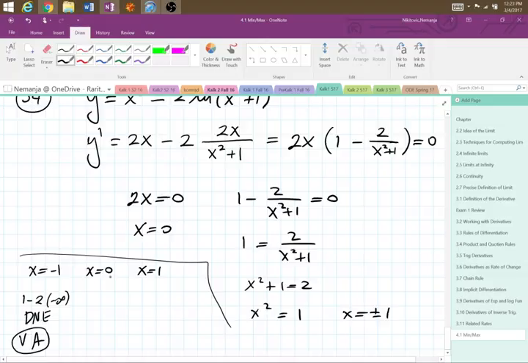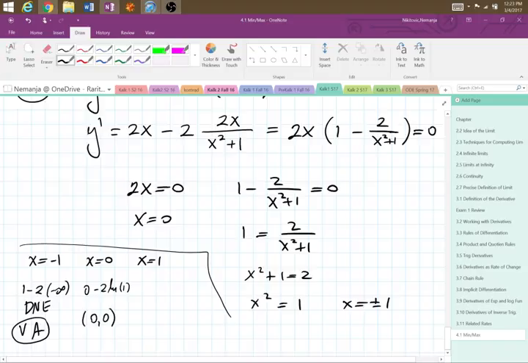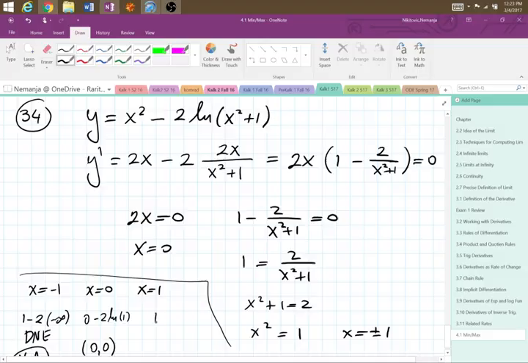Then what we have? We have x equal 0. When I plug that in, I will have 0 minus 2 ln of 1, which is 0. So I have 0, 0. And then I have another point at 1, which is going to give me 1 squared is 1 minus 2 times ln 2. Now how much is that? No, we can compute. ln 2 is a number. What does your calculator say for ln 2? 0.698. Times 2, 1.386. Minus 1, 0.386. There we go.